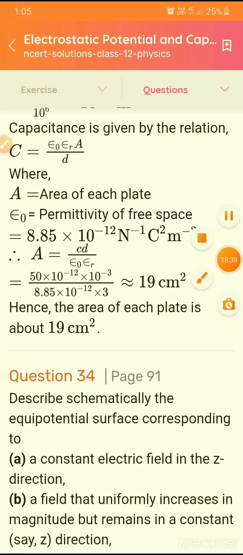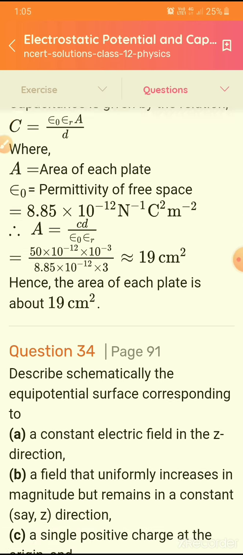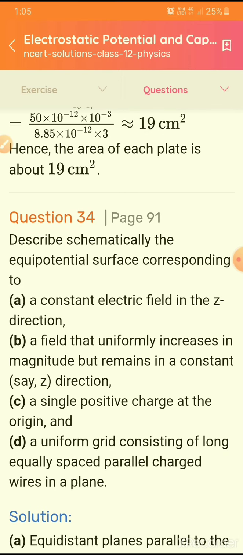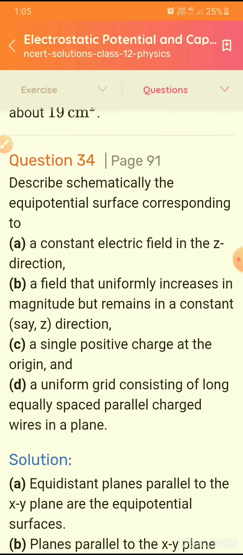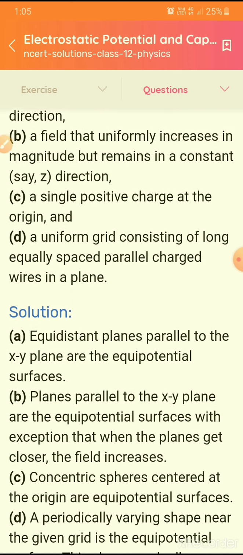Question number 34. Describe schematically the equipotential surfaces corresponding to a constant electric field in the z direction, and a field that uniformly increases in magnitude but remains constant in the z direction. Then the third question is a single positive charge at the origin, and the fourth question is a uniform grid consisting of long equally spaced parallel charged wires in a plane. So these are the four questions asked here.